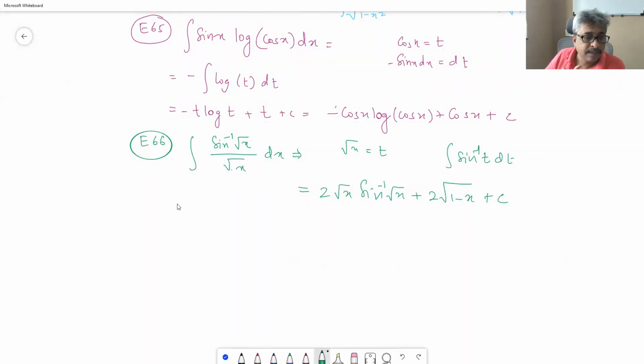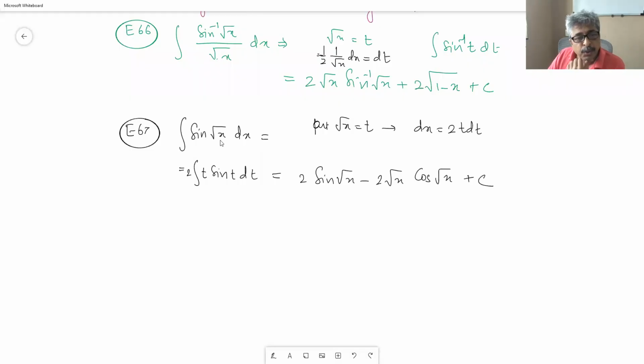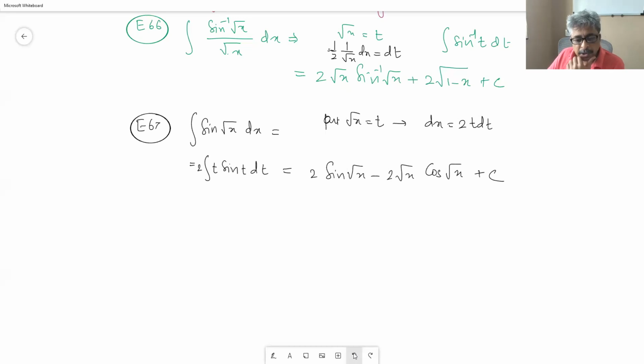E67. Integral sine root x dx. Find out. Okay. Put root x is equal to t, and your question is converted into a standard problem to be solved using integration by parts. The answer is 2 sine root x minus 2 root x cos root x plus c. Next, E68.